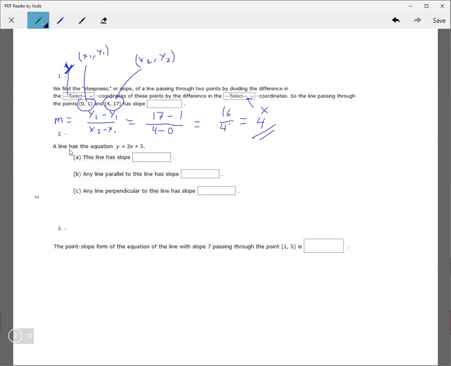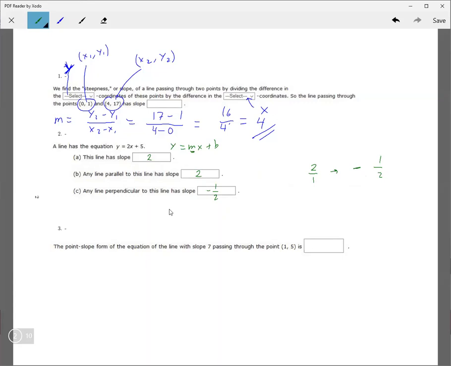Number 2, a line has this equation. This is the point slope form of the equation of the line. So the slope is 2. Compare that with y equals mx plus b. This m is 2, so the slope is 2. Any line parallel to this line also has slope 2, and perpendicular, it's the negative reciprocal, negative 1/2. So 2 is like 2 over 1, and the reciprocal is 1 over 2. And then you multiply by negative 1.